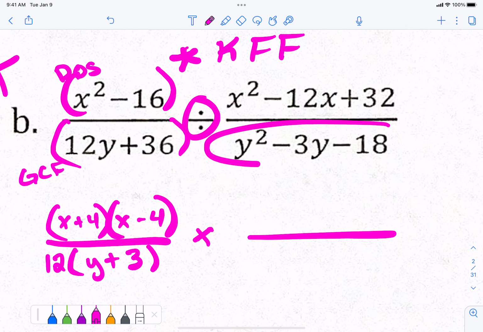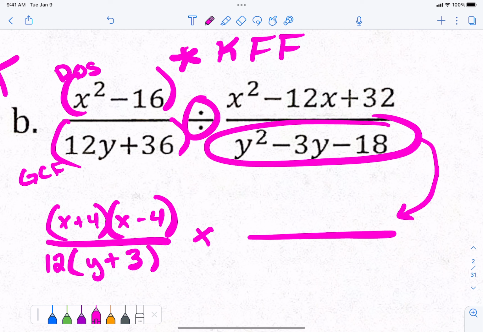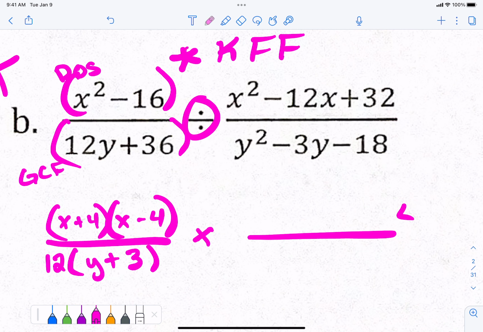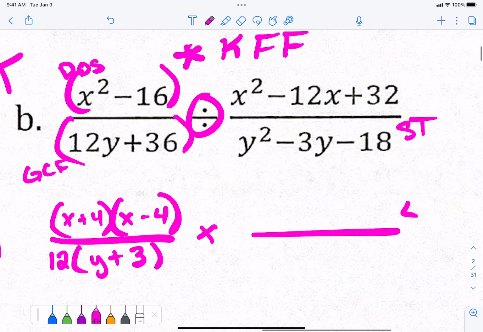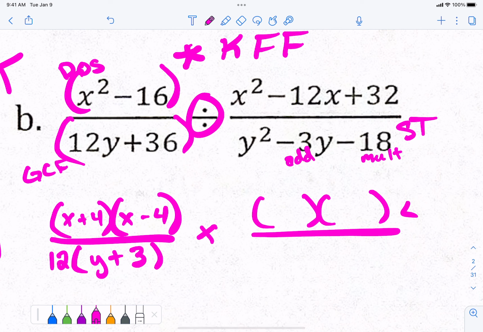So that means this part is going to go on the top, right? The 18 goes on the top because we have to flip it. So that is a simple trinomial, right? Multiply to get 18 and add to get 3. What can you multiply to get 18 but add to get 3? 3 and 6, but the 6 has to be negative and the 3 has to be positive. Oh, and these are y's, by the way. Y plus 3 and y minus 6, however you want to write it.